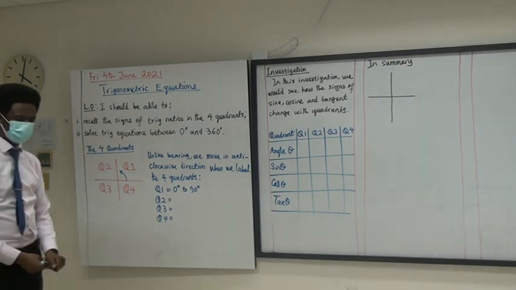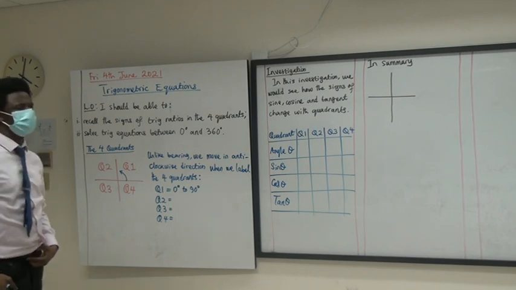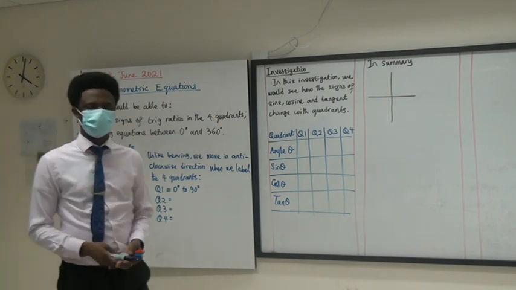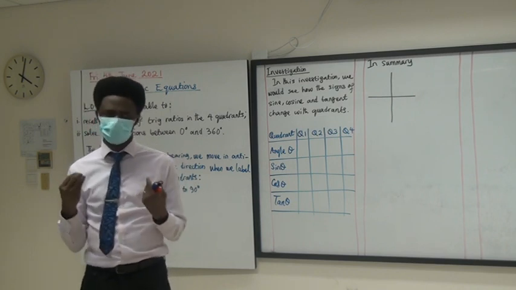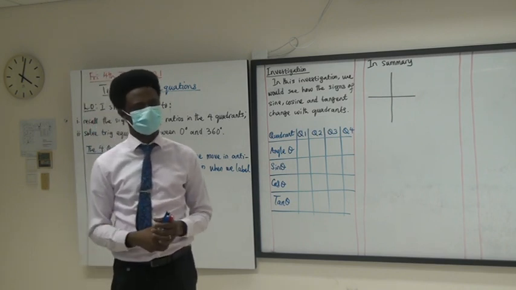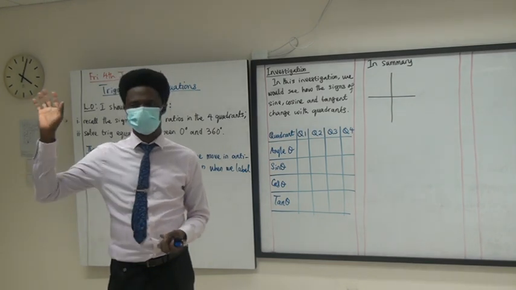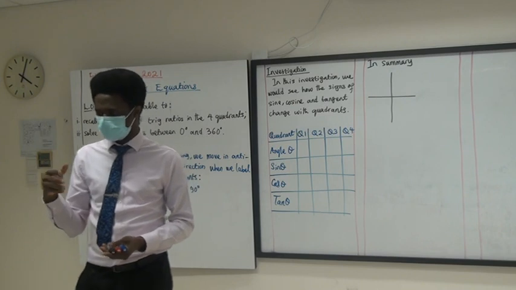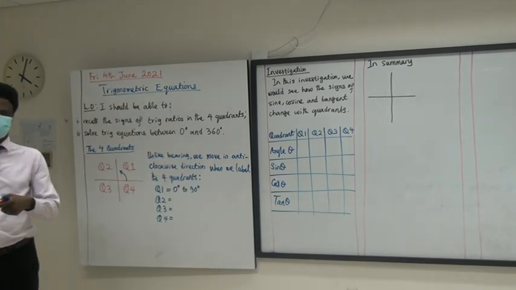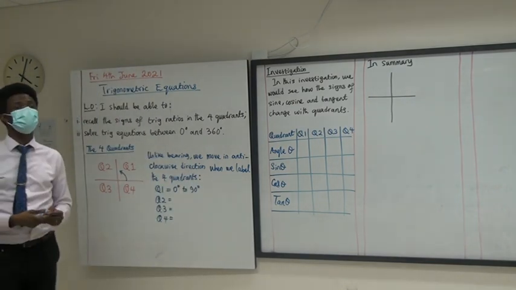Two things I want us to get from today's class. One, you need to know about the quadrants. Have you heard about the quadrants in trigonometry before? Raise your hand if you've heard about quadrants before. What does a quadrant mean? Forget about trigonometry. What does a quadrant mean?